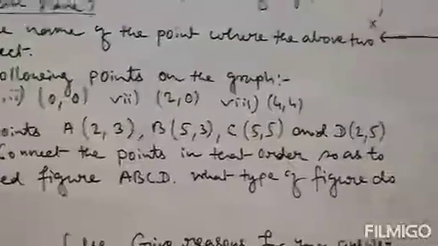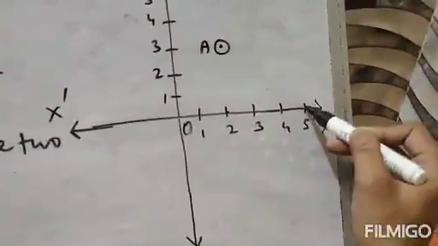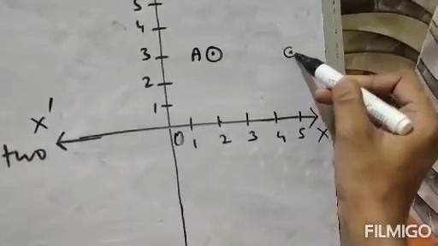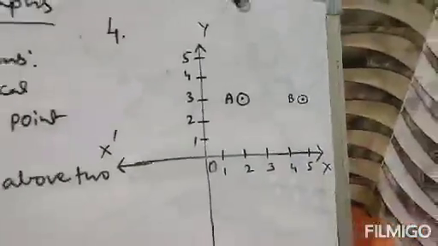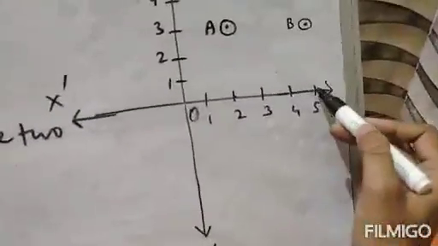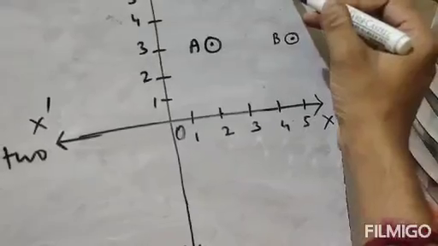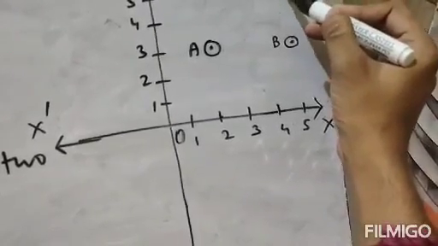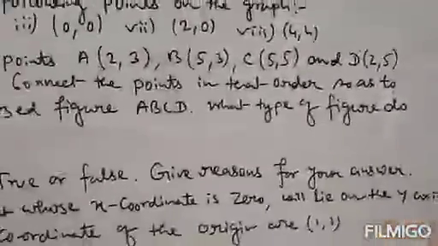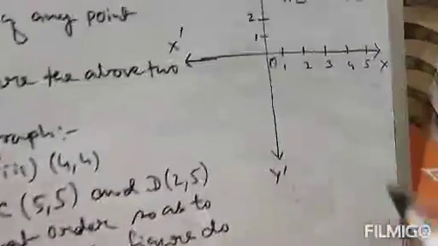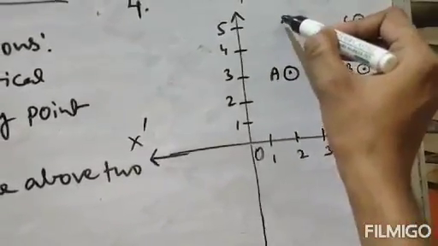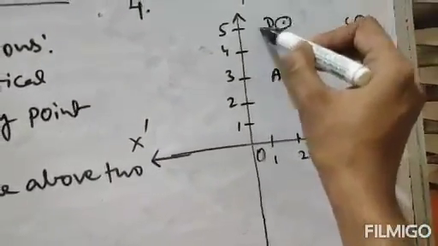Next is 5,3. So 5 here, it is here 5,3, that means 1, 2, 3. So it is 5,3, the point B. Next 5,5, that means x is 5 units and y is also 5, that means here position point C, it is 5,5. Next, last point D, it is 2,5. 2,5 means here it is 2 and 5, that means here it is point D, and it is 2,5.